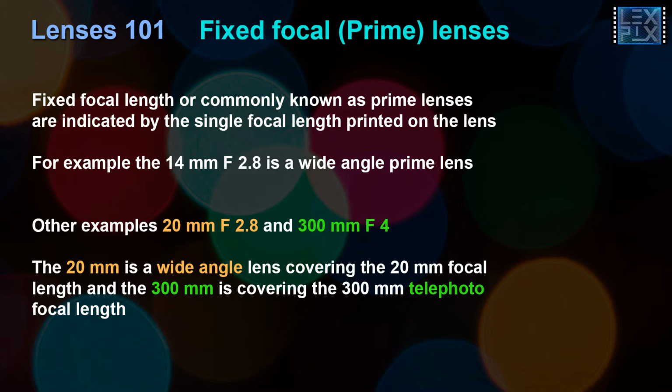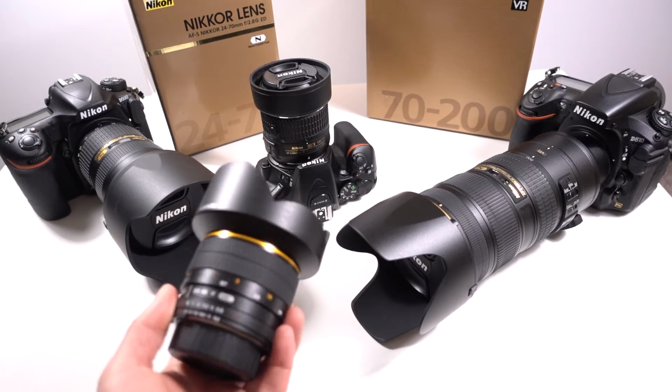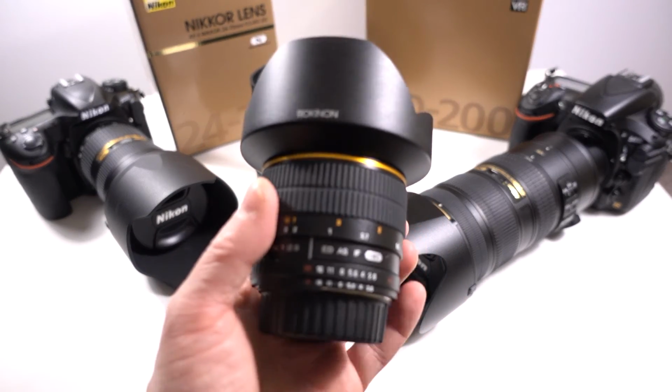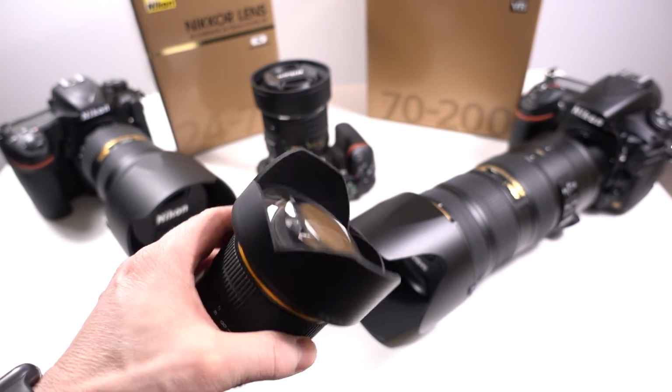So let's talk about fixed focal or prime lenses. And that would be like a non-zoom. So this one right here would be considered a prime lens. This is a 14 millimeter f2.8 manual focus lens.